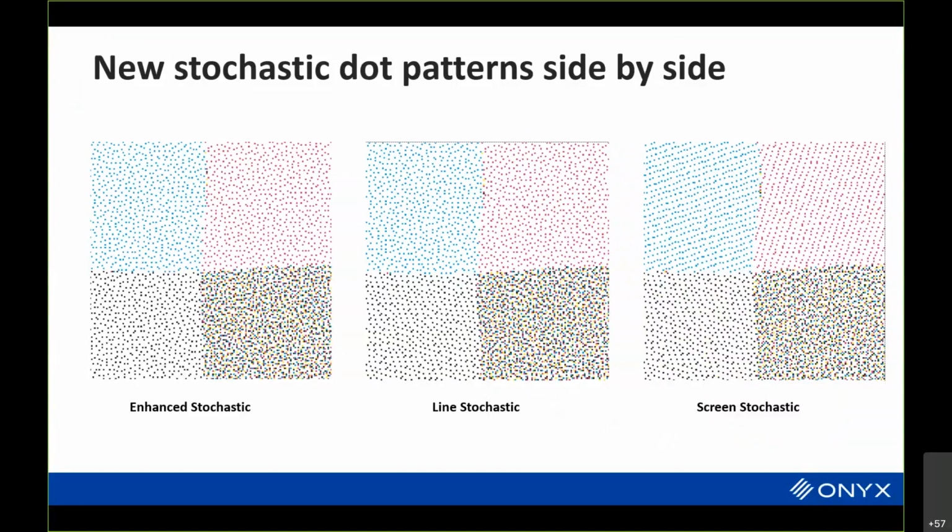This is a comparison of the different dot patterns side by side. What you want to do is back up from your display just a little bit, to the point where you're not seeing the actual patterns, and then you can start to see the smoothness of them and how that smoothness changes for the different methods of placing the dots.